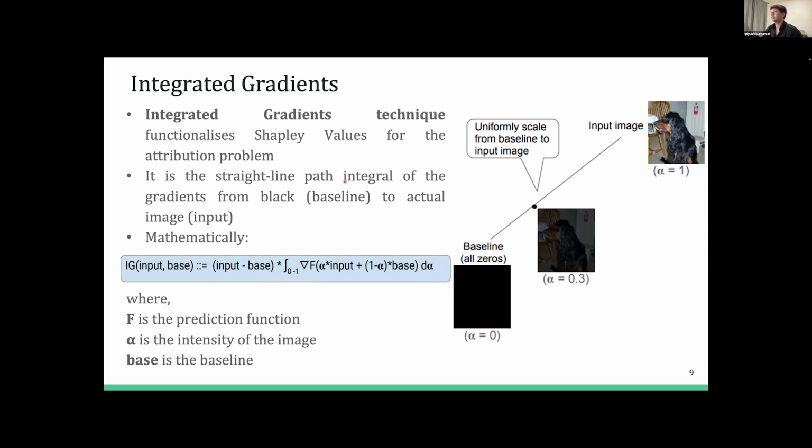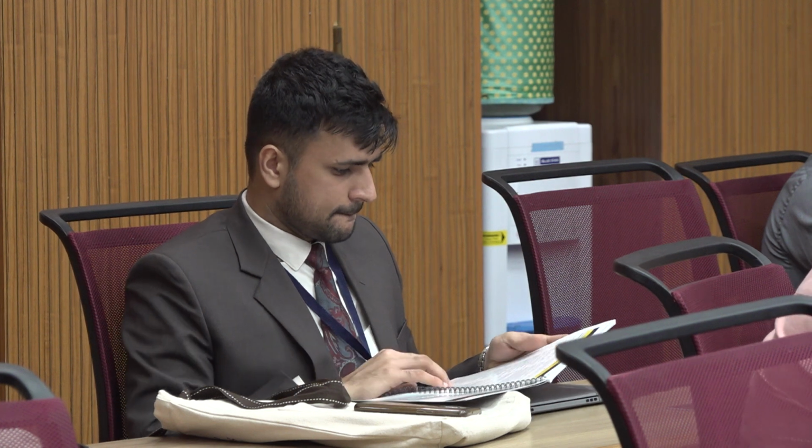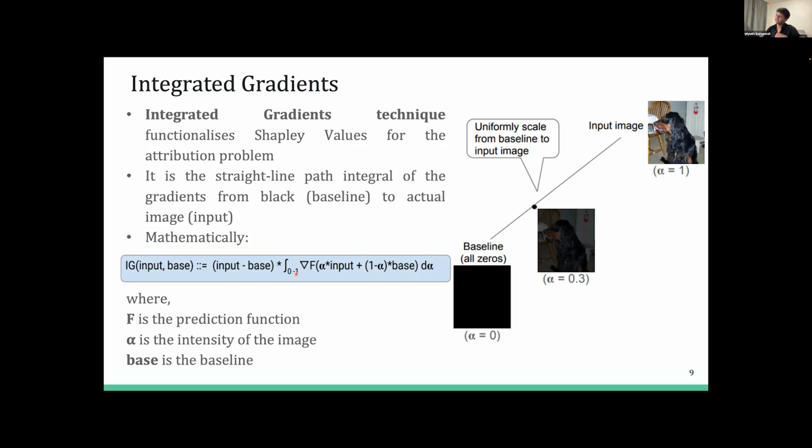Mathematically, it is the gradient of the deep neural network function, evaluated over the input and the baseline, and integrated over the intensity of the image. For example, here we can see that alpha equal to 0 represents the baseline, which is the whole black image, and alpha equal to 1 is the input image. So integrating over the scale from 0 to 1, we get which variables or which pixels are contributing towards the decision of a deep neural network.